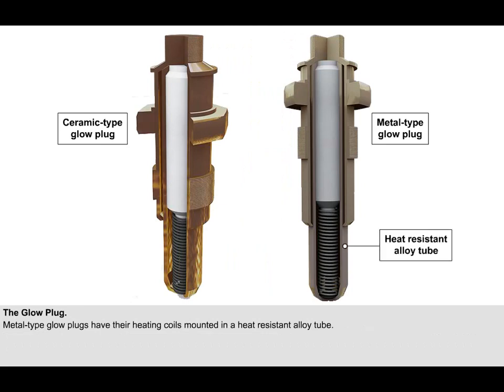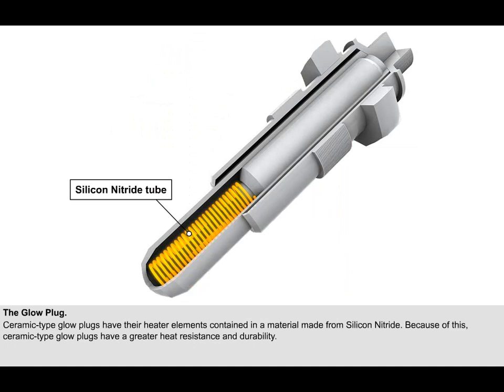Metal type glow plugs have their heating coils mounted in a heat-resistant alloy tube. Ceramic type glow plugs, which have been employed in diesel engines since 1985, have their heater elements contained in a ceramic material which is made of silicon nitride. Because of this fact, ceramic-type glow plugs have a greater heat resistance and durability.